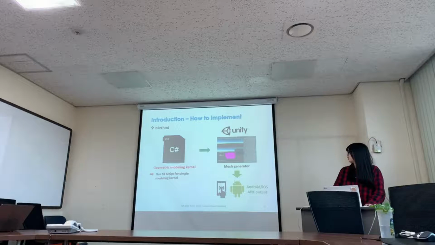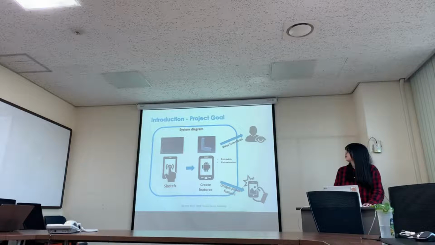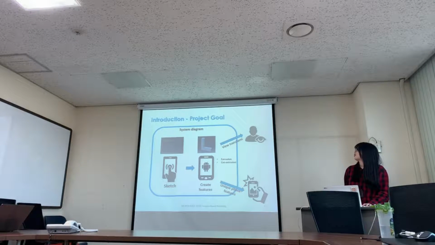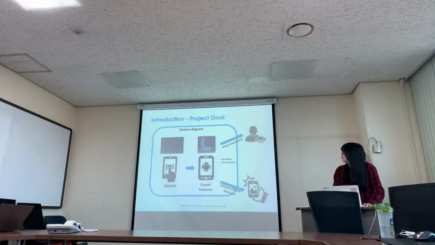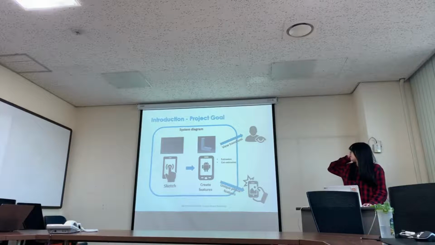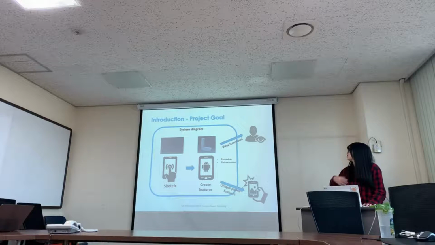And this is the whole diagram. This is the diagram of the whole system. So the order is sketch and creating feature, and additional functions are view transform and unique form features.